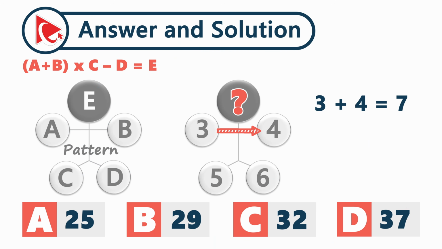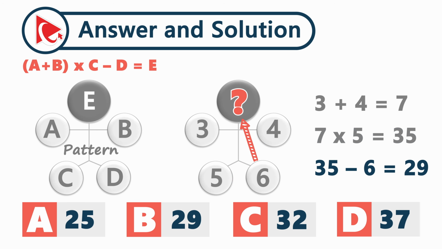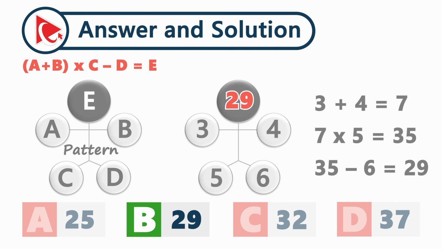3 plus 4 equals 7. 7 multiplied by 5 equals 35. 35 minus 6 equals 29. So the correct answer here is choice B, 29.